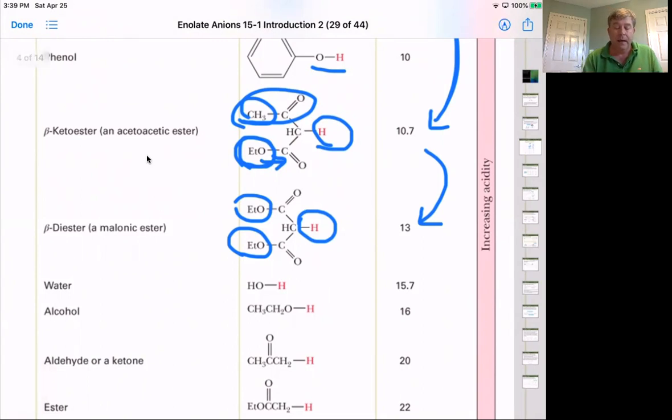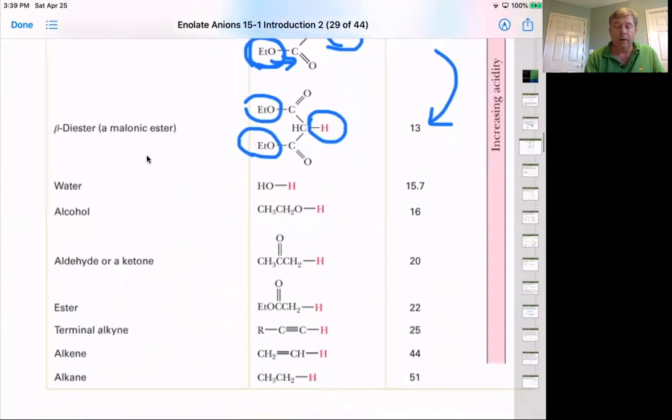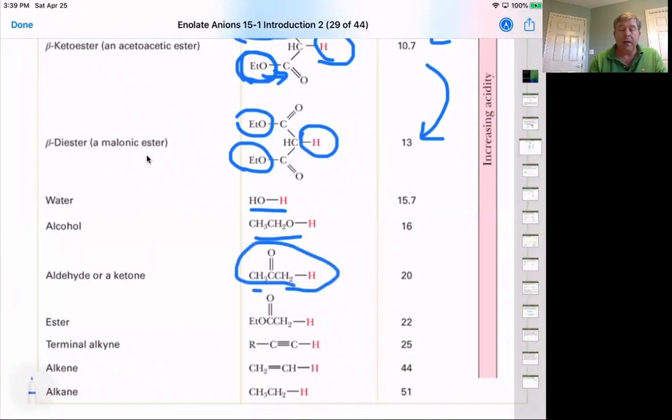And then that takes us to the acidity of water, the proton in water and the proton in an alcohol. And then that takes us next to just above that, the proton next to a ketone. So this would be acetone. This is that proton on an acetone or a ketone.